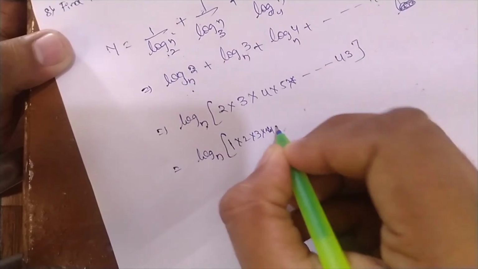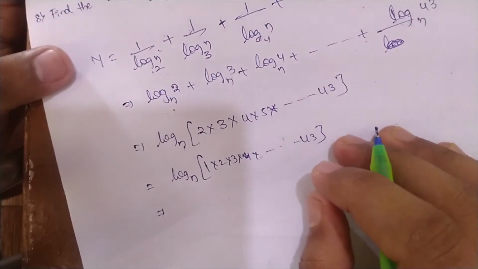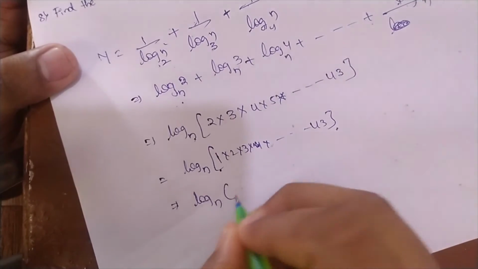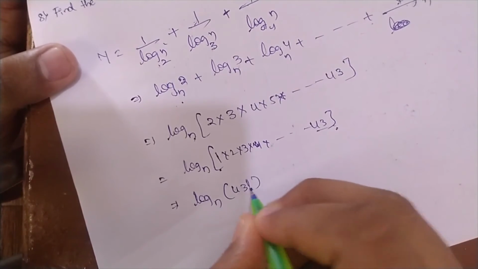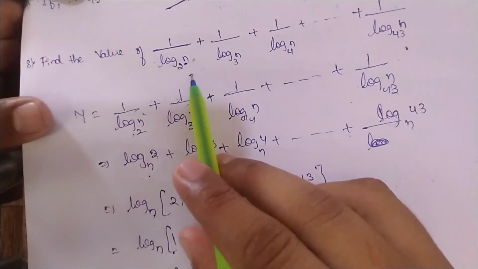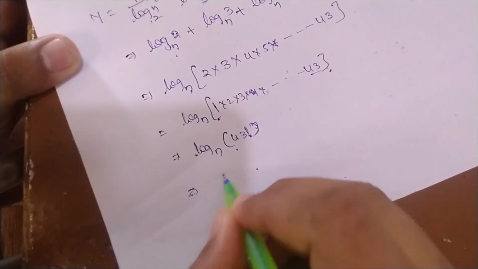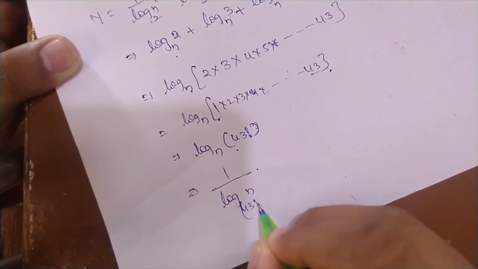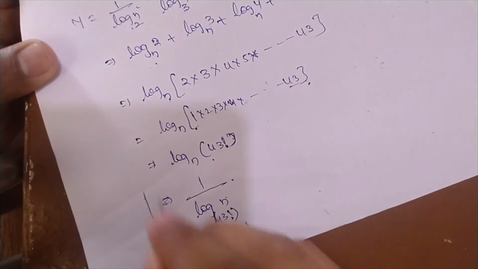and after multiplying you get it in factorial form, right. So it will become log n to the base 43 factorial. But in the question it is given in terms of 1 by, so let's write it in 1 by form. So 1 by log n to the base 43 factorial. So the value of this is log n to the base 43 factorial.